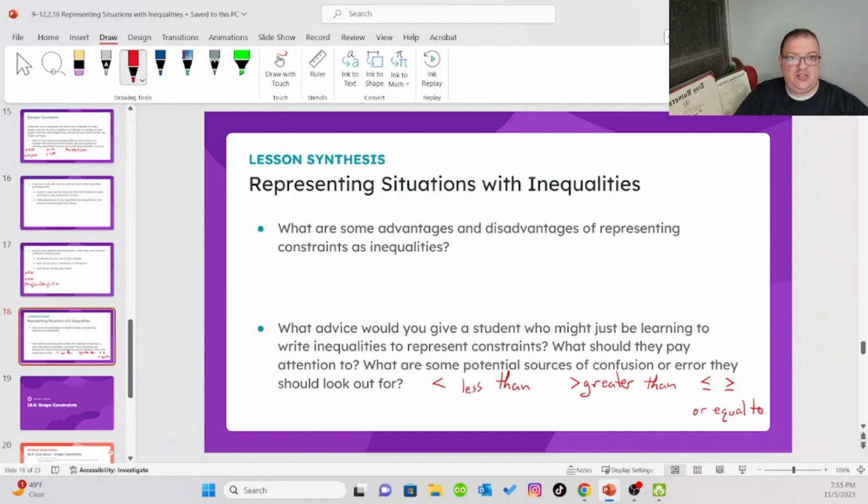The point goes toward the number that is smaller. The open end goes toward the amount that is larger. So make sure you understand which symbol means what. And make sure you understand the difference between something being less than or greater than and something being equal to. Because that is going to play a big role in how we graph this stuff.